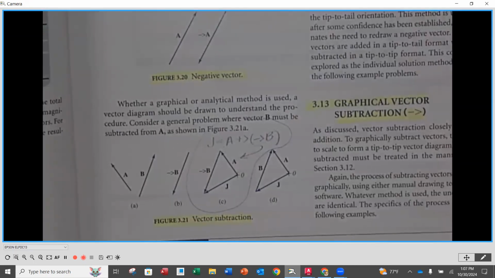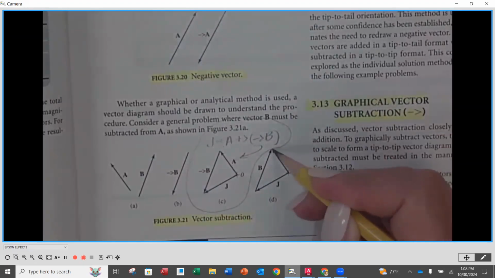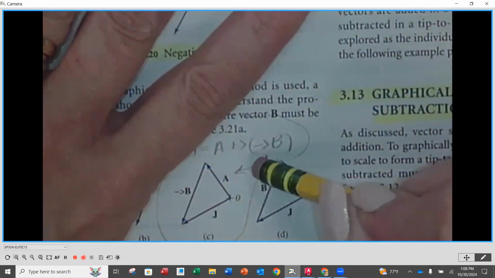Now, in the next 30 seconds, I'm going to explain the other way to do it, and then you're going to forget it. But I want you to see why I discourage this method. So the one on the right, here's our origin. This is going to be A minus B. What do you notice about the A and the B here?